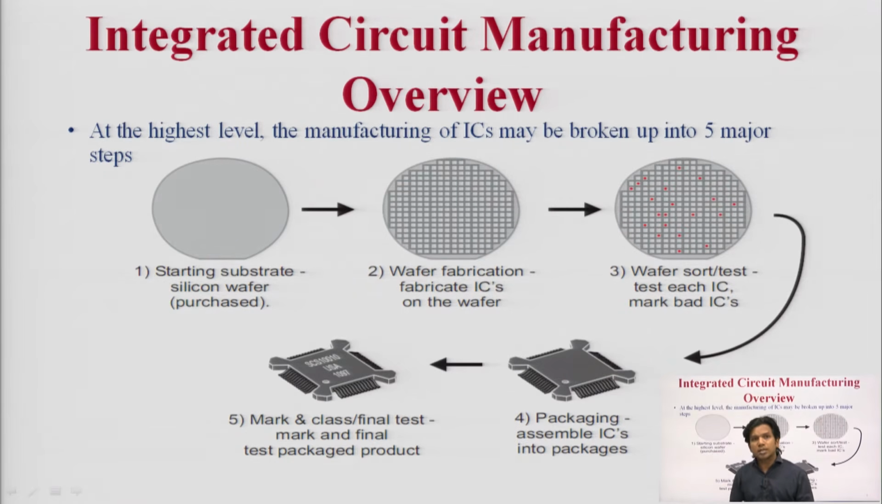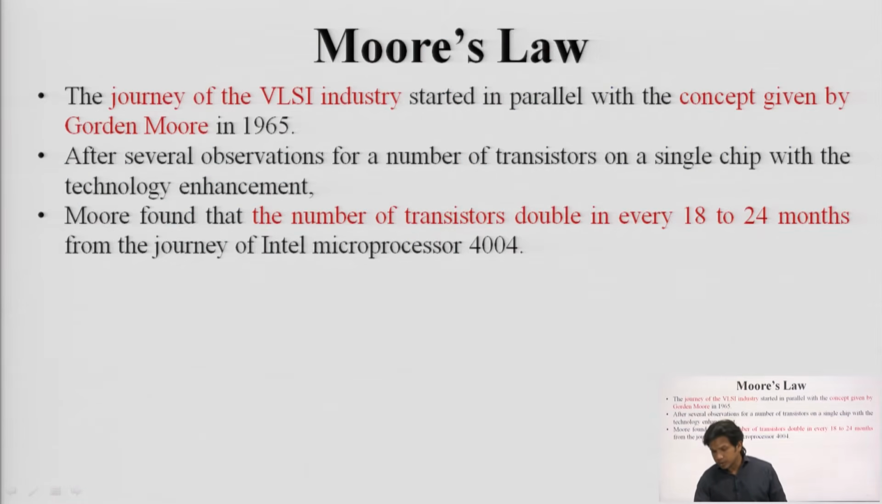Suppose there is any fault in a particular transistor, then it will be marked and separated out. Once the fabrication and testing are done, it comes for packaging. Packaging is also very important. After packaging, we again go for testing to check whether we have the proper or desired outcome, and then the final test of the package is done, and it goes to the market as a product.